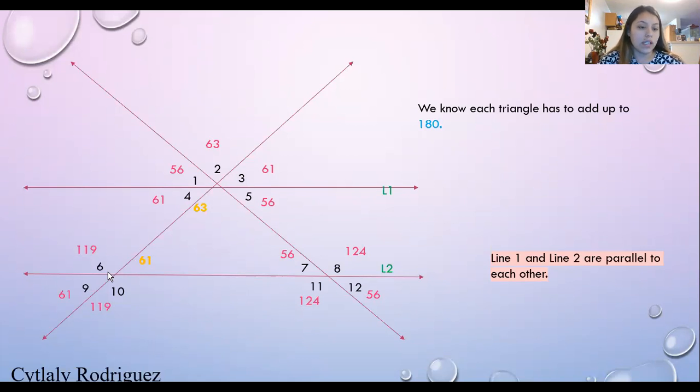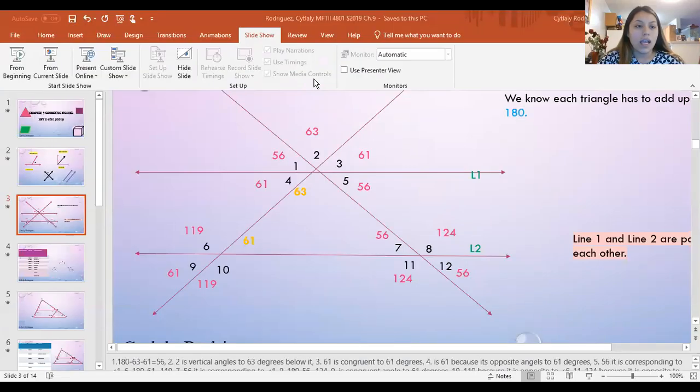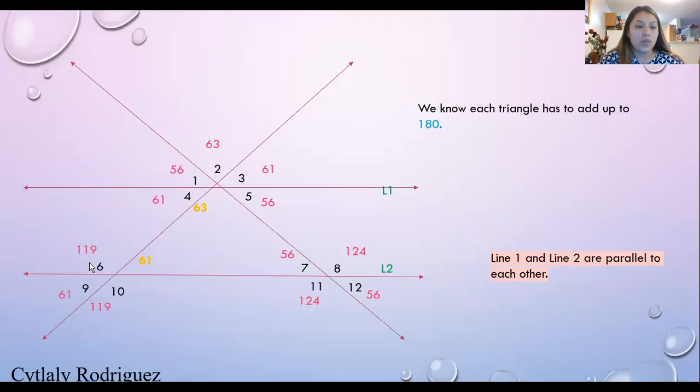Moving on to number 6, since it's on a supplementary line, we would do 180 minus 61, so we would get 119. Angle number 6 and angle number 10 are similar angles, so that would be 119 as well. Angle number 9 is congruent to angle number 4, making it 61 degrees as well.